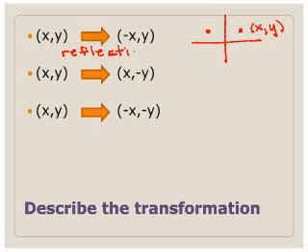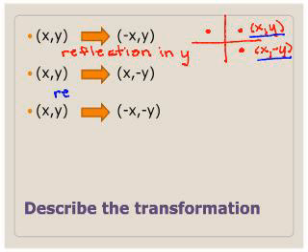Reflection in y. Okay, now let's take a look at this one. If we go from the point (x, y), which is here again, and we want to go to (x, -y), well, (x, -y) would be this point right here. Let's go with blue. So this point now is going into this point. So now we have a reflection in the x. So the transformation from (x, y) to (x, -y) is a reflection in the x.